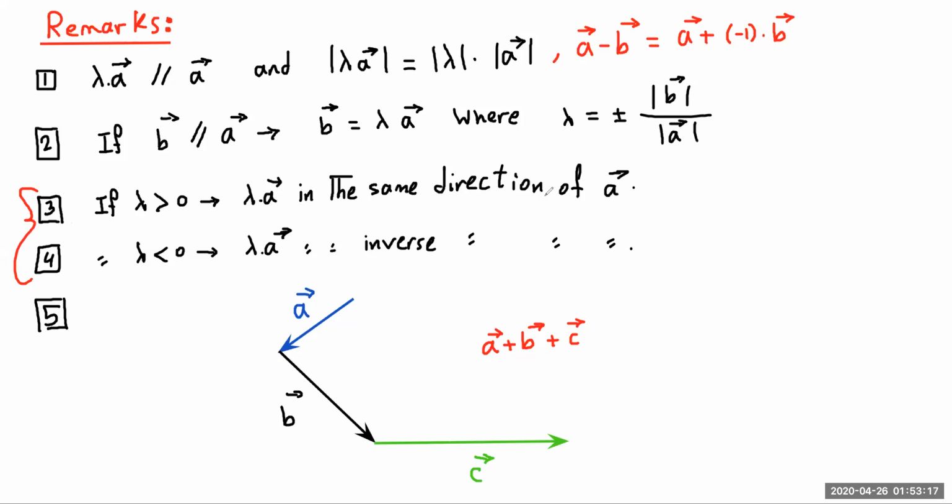So it will be in the same direction as the vector A and parallel to A, and I know the length of this vector. If lambda is less than 0, for example minus 2, the vector lambda times A is minus 2A, parallel to the vector A but in the opposite direction. Now, how do we define the subtraction of two vectors? A minus B is defined as A plus the vector minus 1 times B.